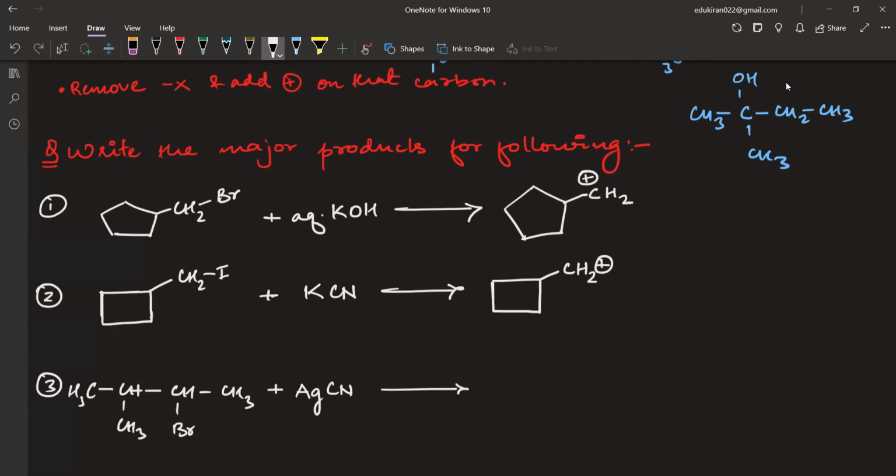CH2 and a positive charge here on this carbon, CH3, CH, CH, CH3. Here you will have CH3. Here you will have a positive charge. Is it clear? Yes or no? All of you tell me.